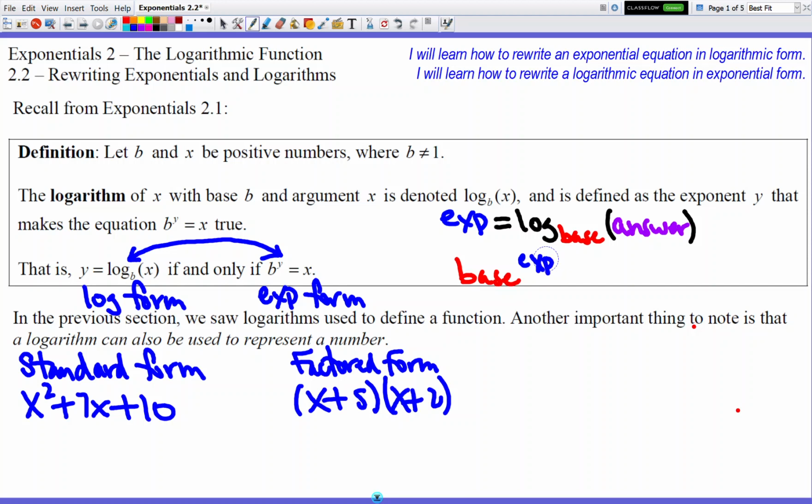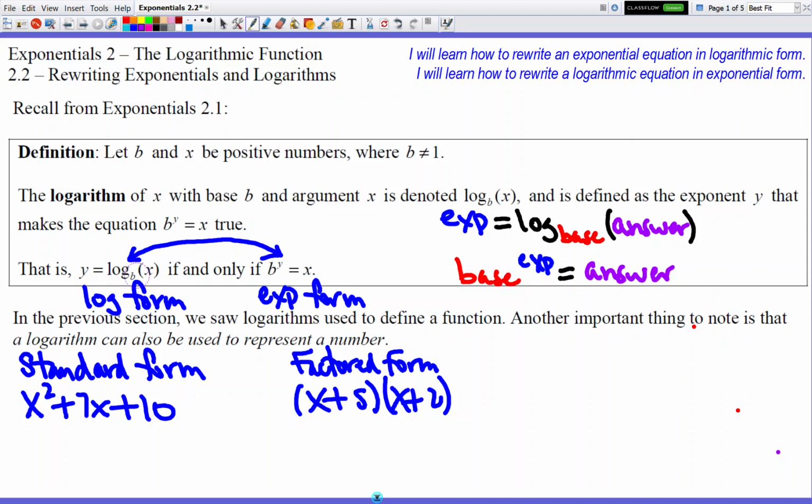Exponent, exp, and then equals. And then x, answer, purple. Okay, so I just made a color coordination of where things go. If you like the letters, you can switch back and forth where the letters are in these spots, then you can use that.